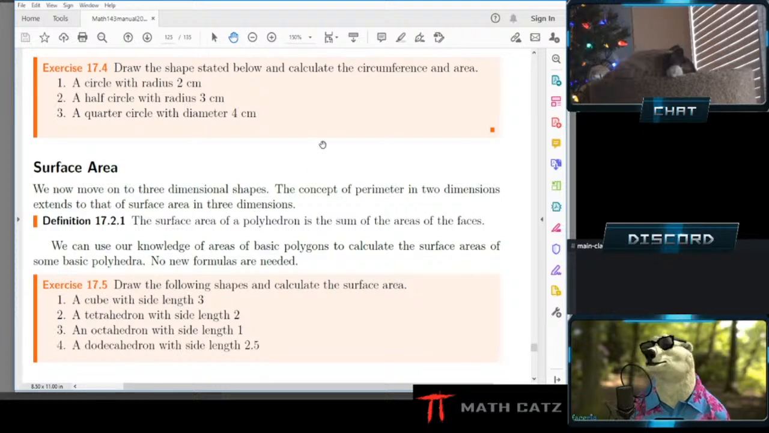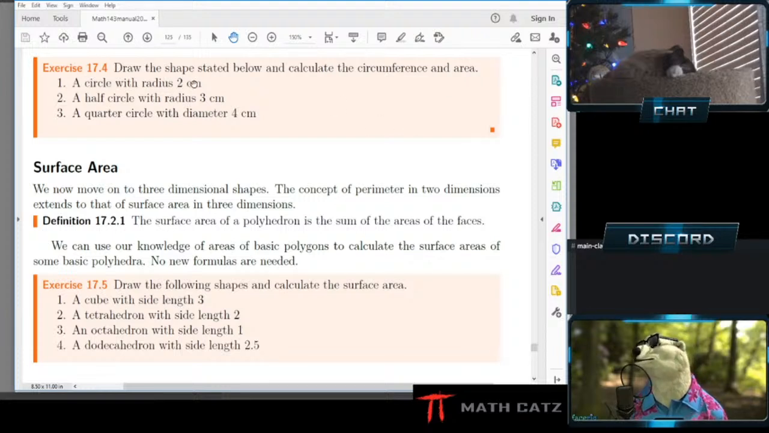But there's not much we can really do, right? The area of the circle is the area of the circle. But let's try and mix it up as much as we possibly can in exercise 17.4. Draw the shape stated below and calculate the circumference and the area.